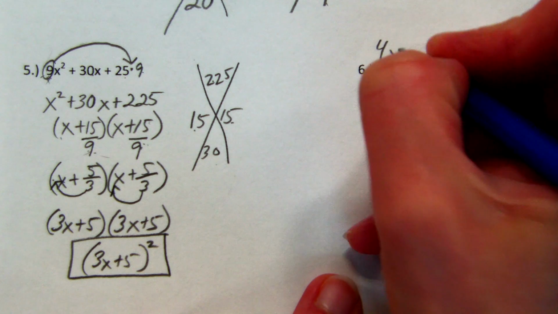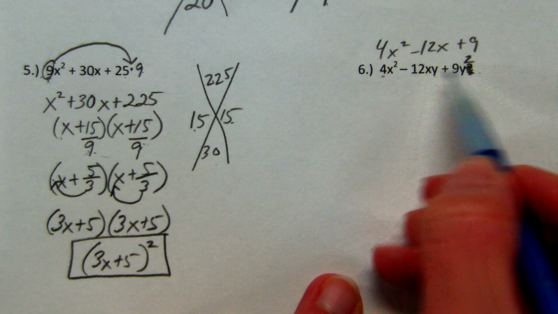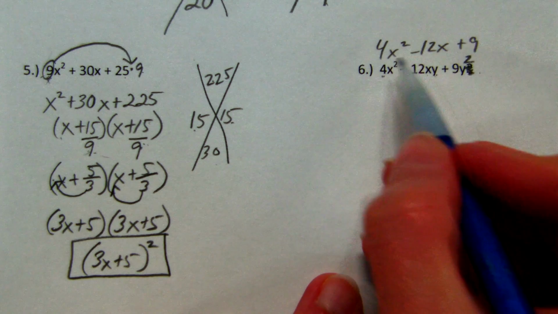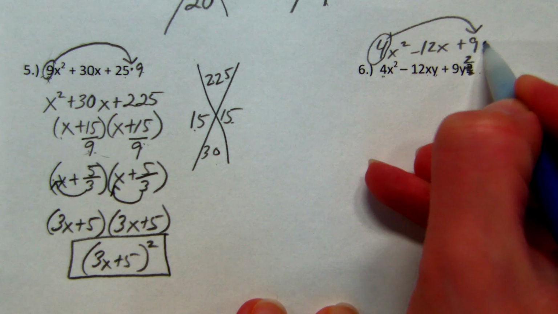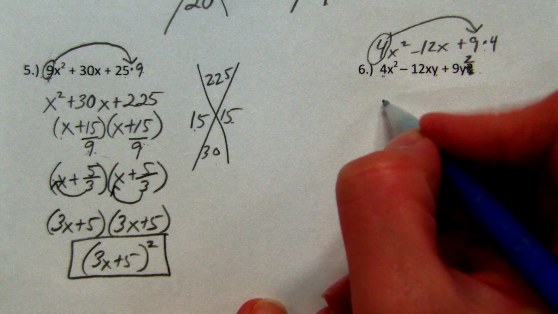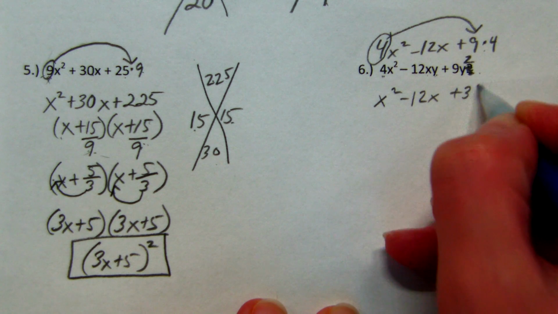So what we want to do is use the same method we did before and sort of pretend that it's just 4x squared minus 12x plus 9 for a second. The y's we can add in a minute. So pretend it's just that. We take the 4 down here and multiply it. And so I'd have x squared minus 12x plus 36.